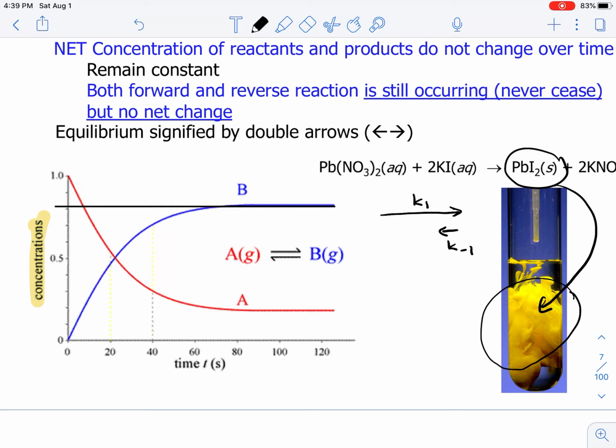We have B representing products. So there is a higher concentration of products than there are reactants. So here we have a lower concentration of reactants.